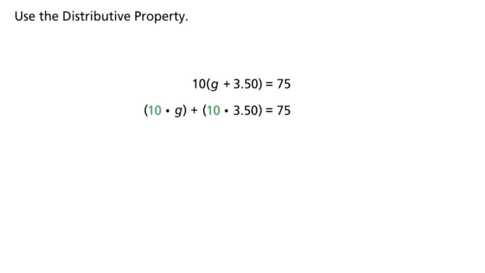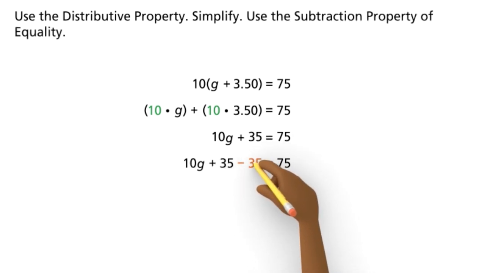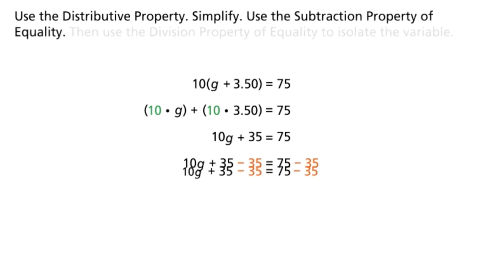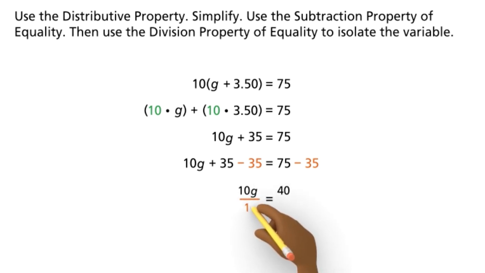You should use the distributive property first and simplify the left side of the equation. Next, subtract 35 from both sides. Simplify. Then you can divide each side by 10 to isolate the variable. Simplify one more time to isolate the variable.